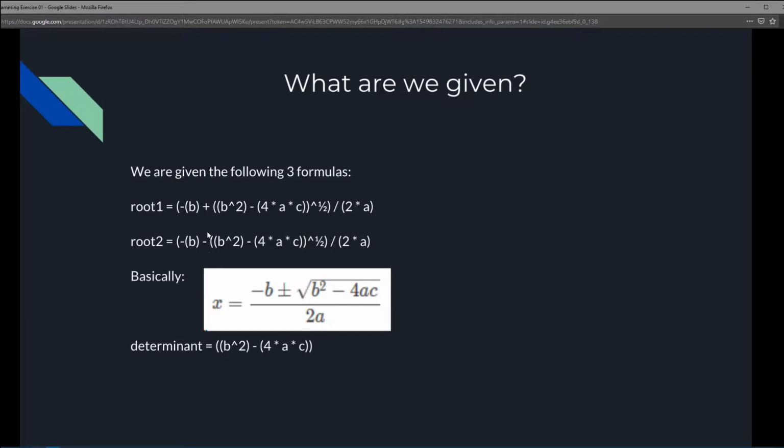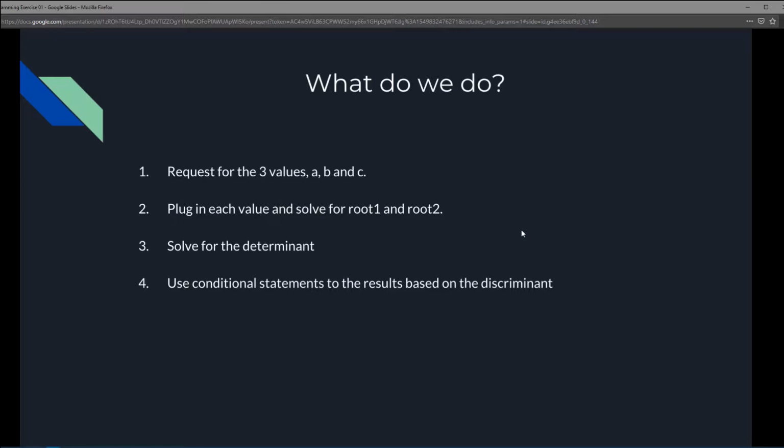It doesn't really matter as long as you make sure that you solve for the plus and the minus for root 1 and root 2. And of course, you most likely have seen this before. This is basically x equals negative b plus or minus the square root of b squared minus 4 times a times c, divided by 2a. We broke it into root 1 and root 2. And of course, the discriminant is b squared minus 4 times a times c. Now, how do we take this whole thing and solve for it?